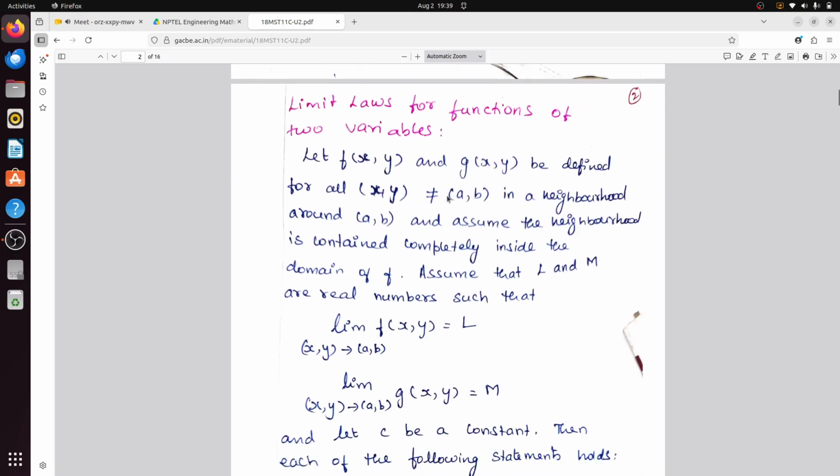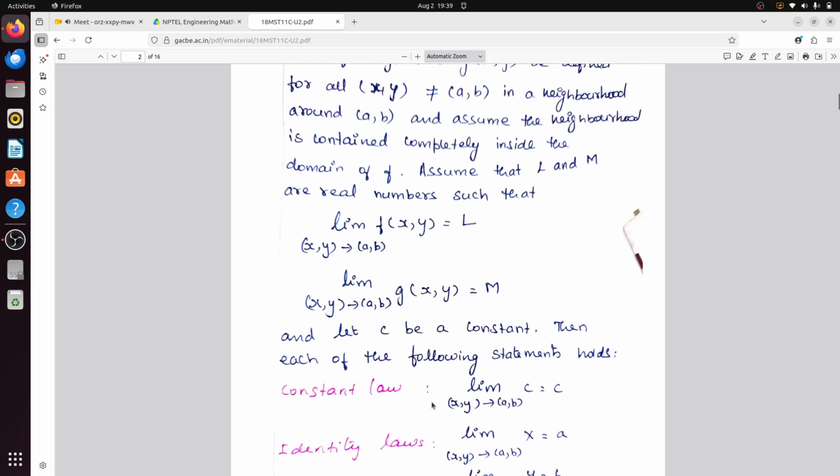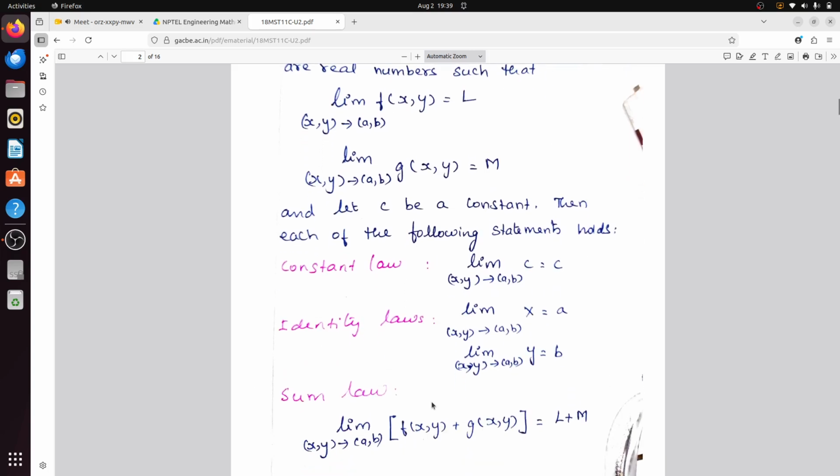So, limit laws for functions of two variables. If f(x,y) and g(x,y) are defined for all (x,y) not equal to (a,b) in a neighborhood around (a,b), and assume the neighborhood is contained completely inside the domain of f, assume that L and M are real numbers such that limit of f(x,y) equal to L and limit as (x,y) tends to (a,b) of g(x,y) equal to M, and let c be any constant, then each of the following statements hold. That means if it is a constant, then as (x,y) tends to (0,0), c will be c itself. Limit as (x,y) tends to (a,b), x will be a. Limit as (x,y) tends to (a,b), y will be b.